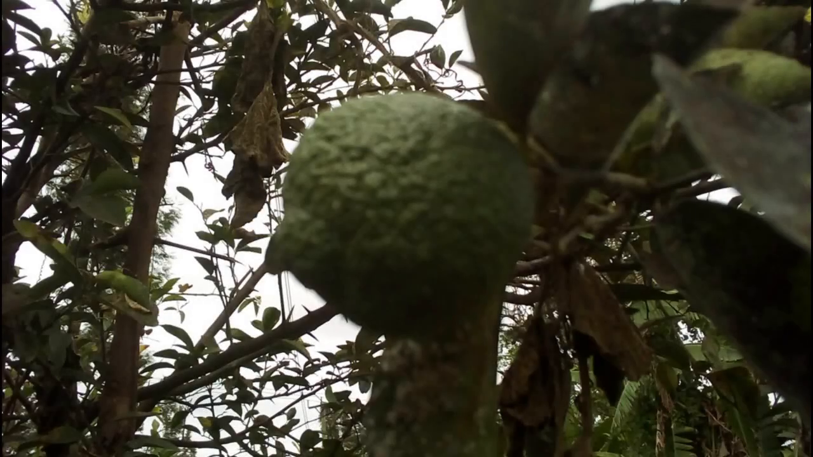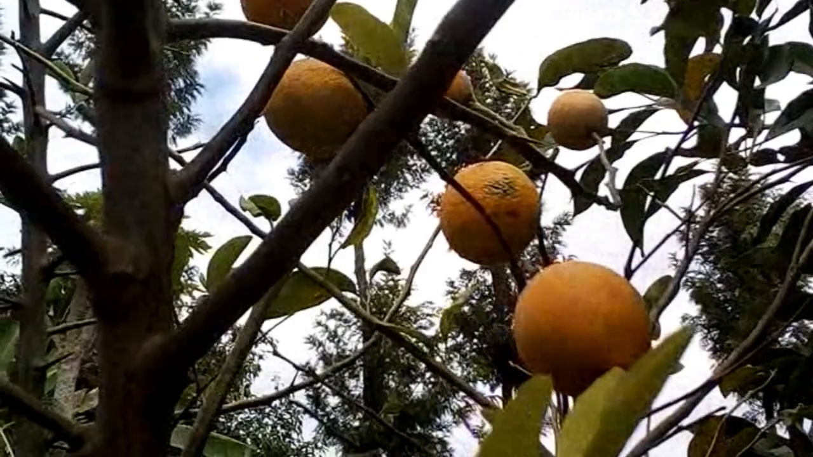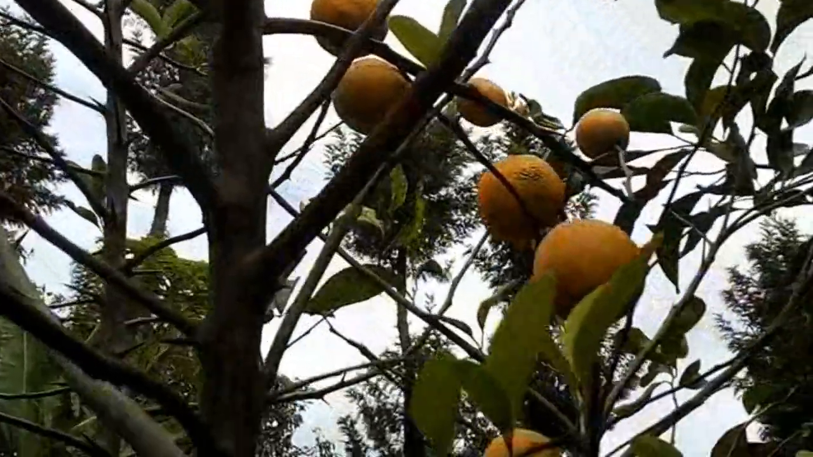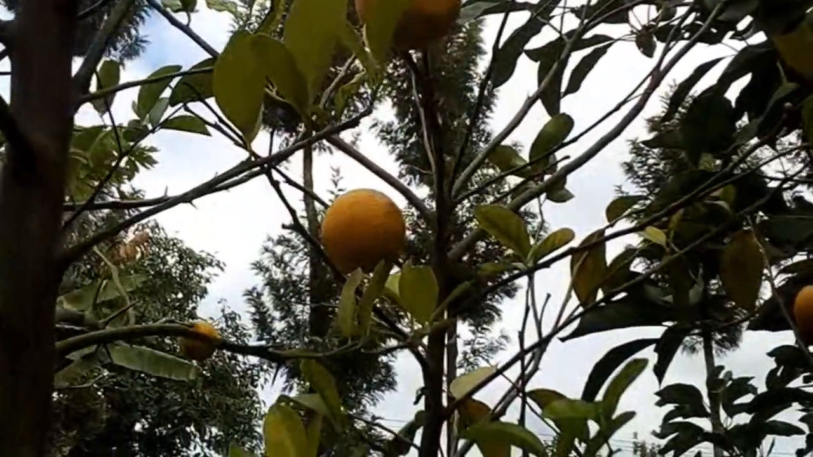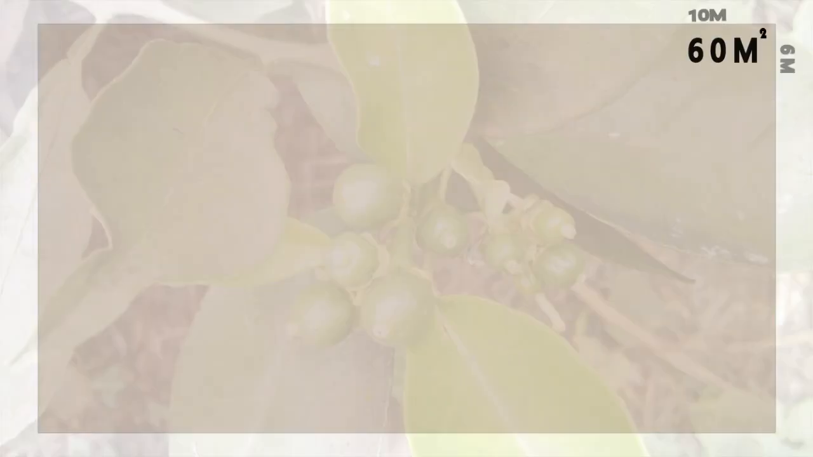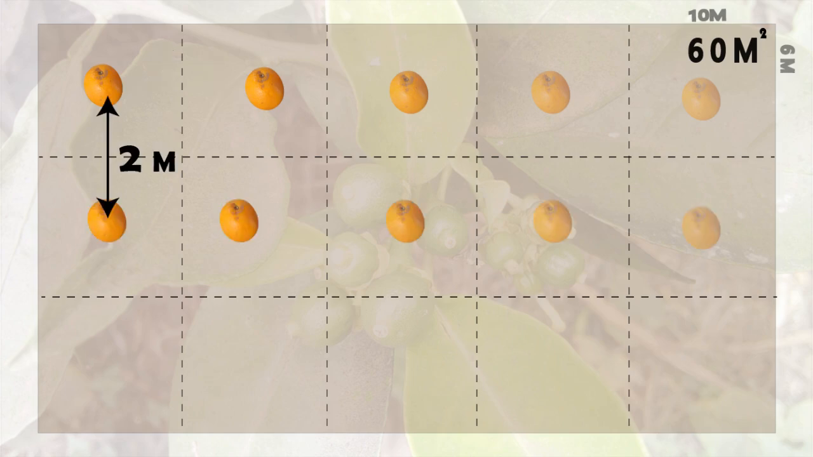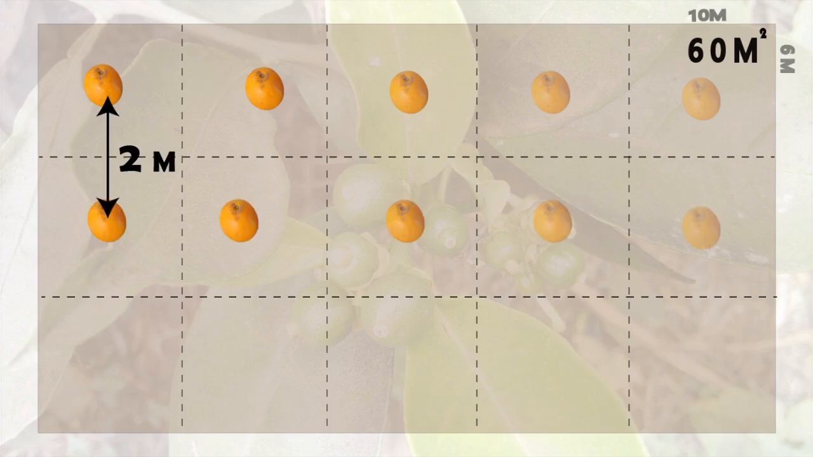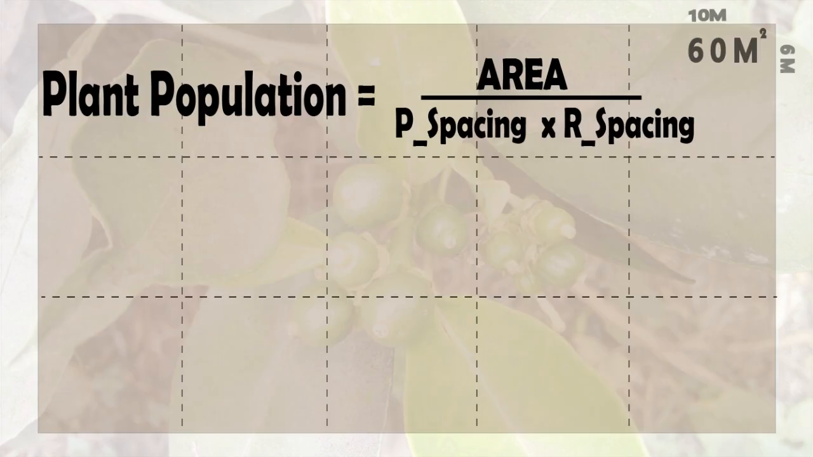Next challenge. I want to plant oranges in my farm, or even lemons. I have a small area of 6 by 10. That's 60 meters square. And I want to use a spacing of 2 meters within plants and 2 meters between the rows, 2 by 2. How many plants can I fit in that area?